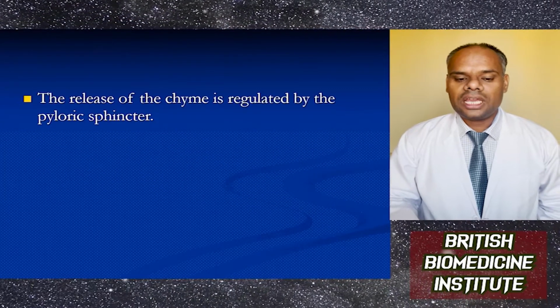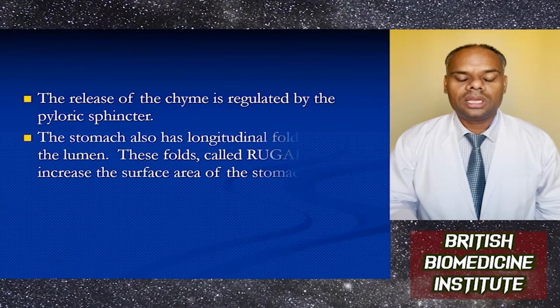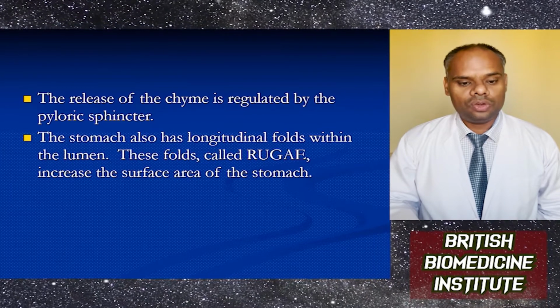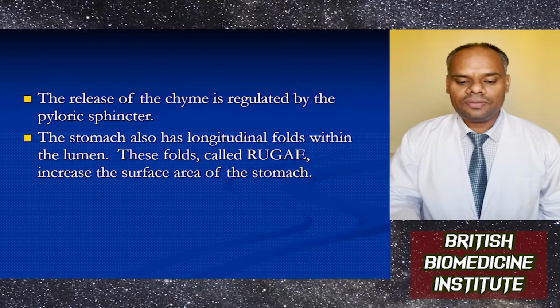The release of chyme is regulated by the pyloric sphincter. And the stomach also has longitudinal folds within the lumen. These folds are known as rugae, which increase the surface area of the stomach.